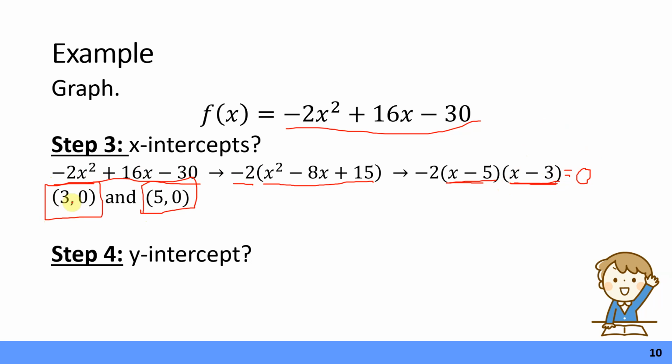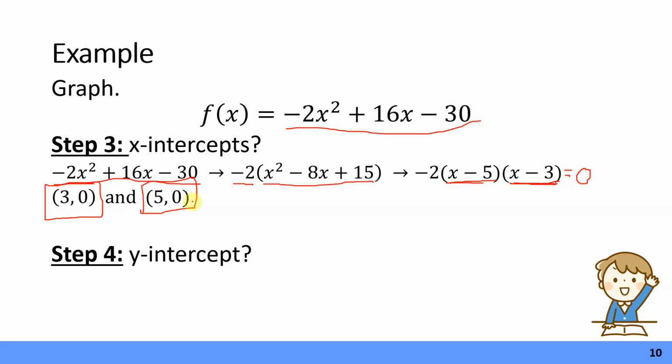Okay. If you're wondering why I put a 0 here, remember x-intercepts are supposed to be points, meaning they have to be an ordered pair. It's always going to be the answer you have, comma 0. And then same thing here, right? The second answer I have, comma 0. So that's how I find my x-intercepts.